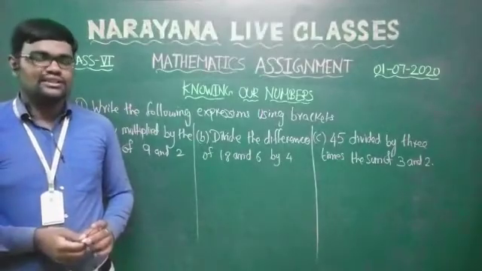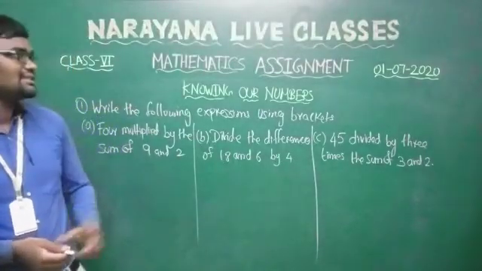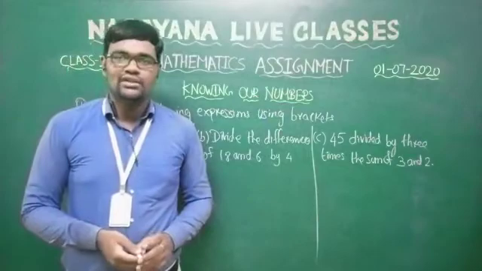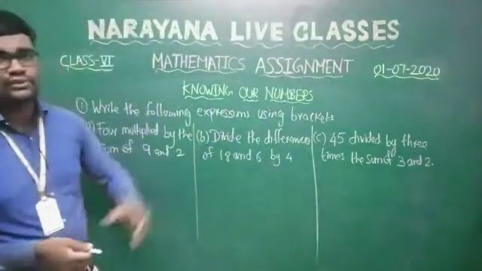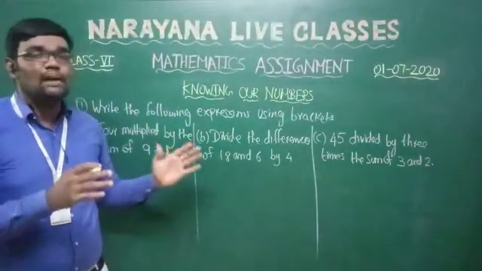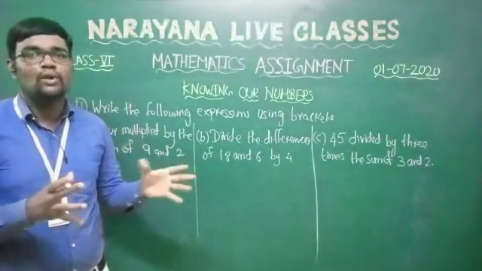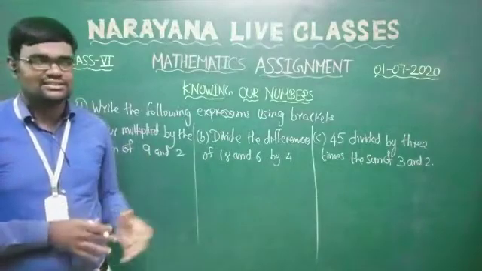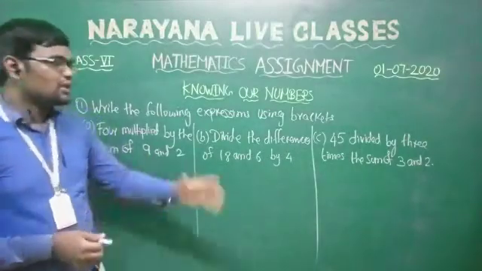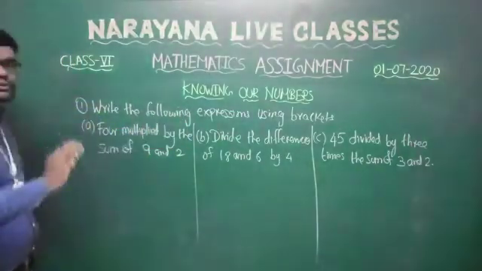Today we are going to discuss the solution for one more worksheet in mathematics dated 1st July. We are discussing the chapter Knowing Our Numbers. Today's topic is about brackets, how to write numbers in brackets. If an expression is denoted, how to write it in brackets, and simplification we are discussing, as well as Roman numerals. Today's first problem: write the following expression using brackets.